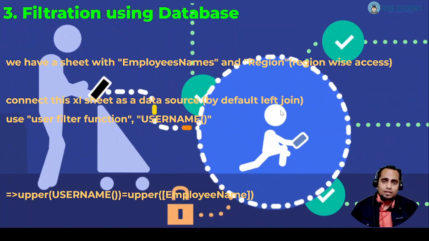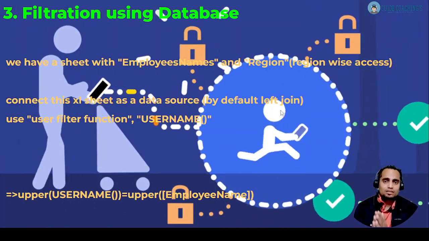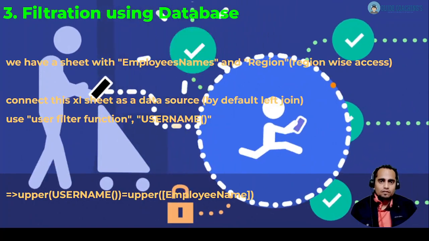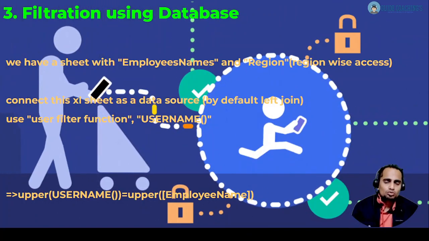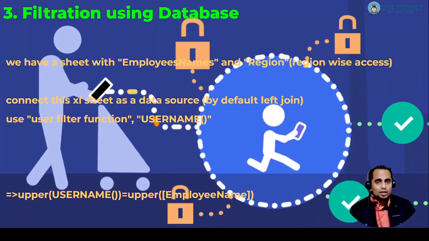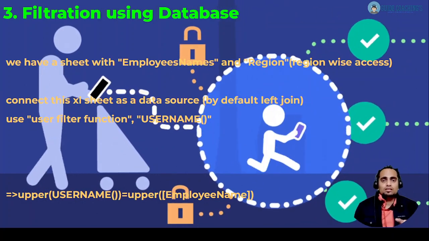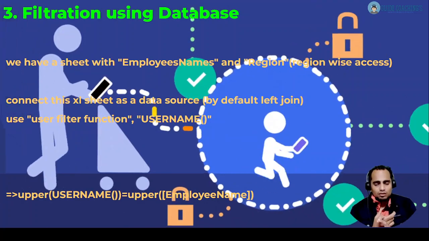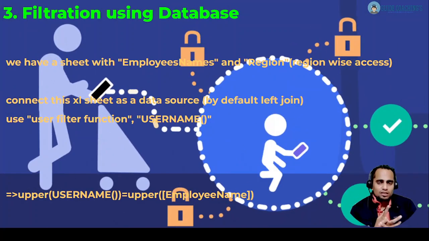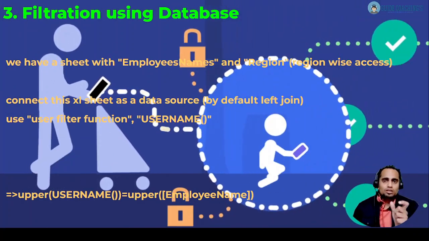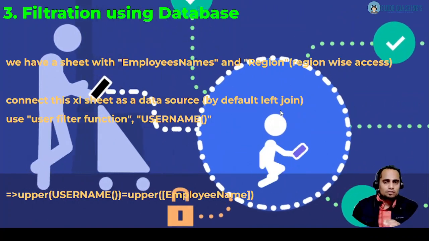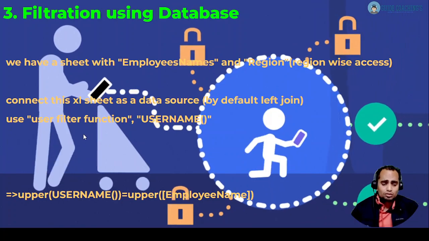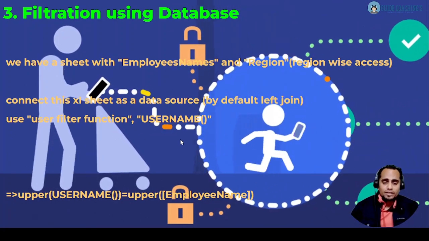By default, left join. So when we connect this data sheet with the actual data which we have, here we are using Sample Superstore, and now we are attaching this sheet where we have kept the username, the email addresses and their region accesses. We are joining them, so by default it will take a left join and it will filter out the data on the basis of user filter functions.